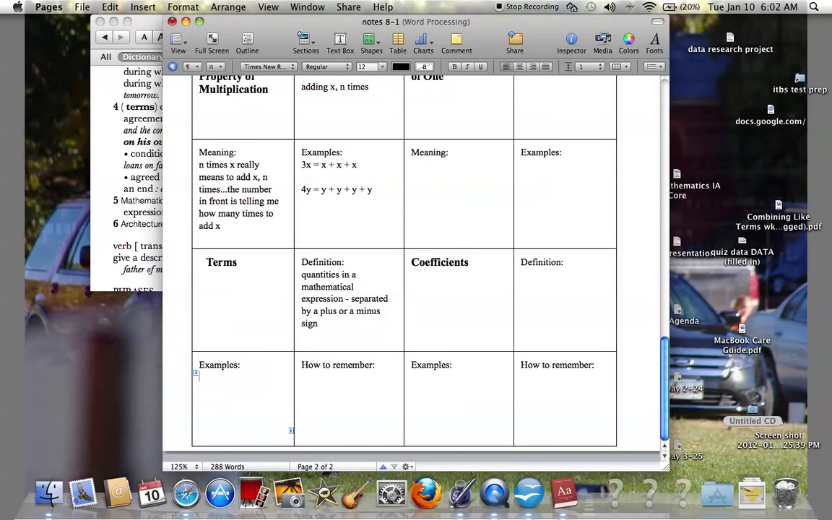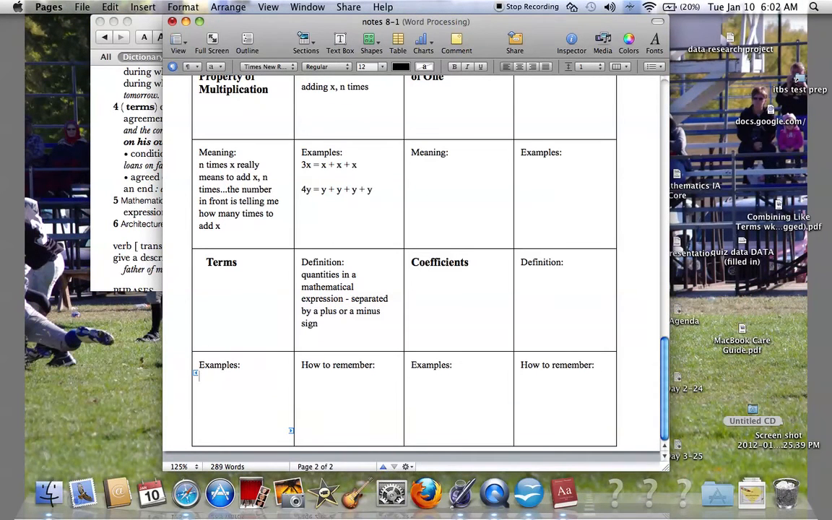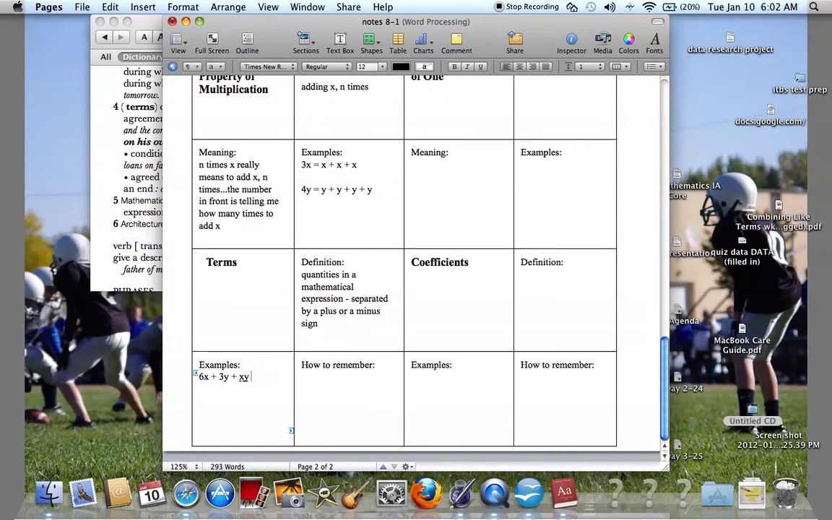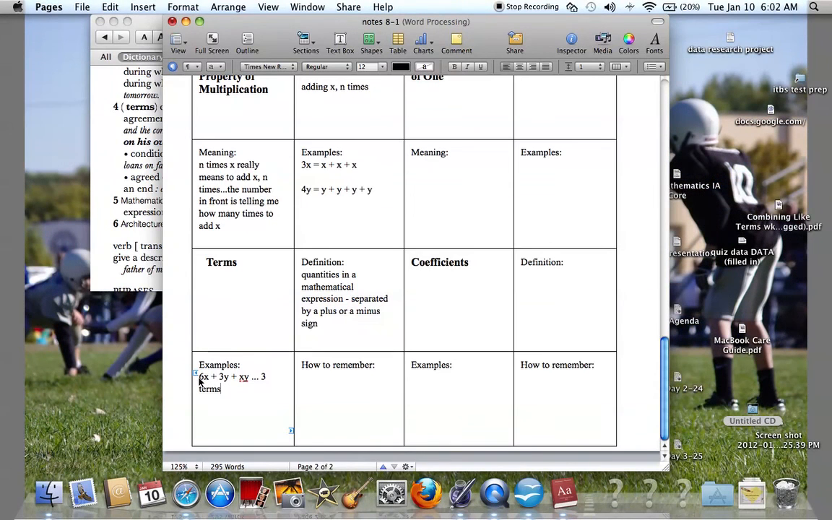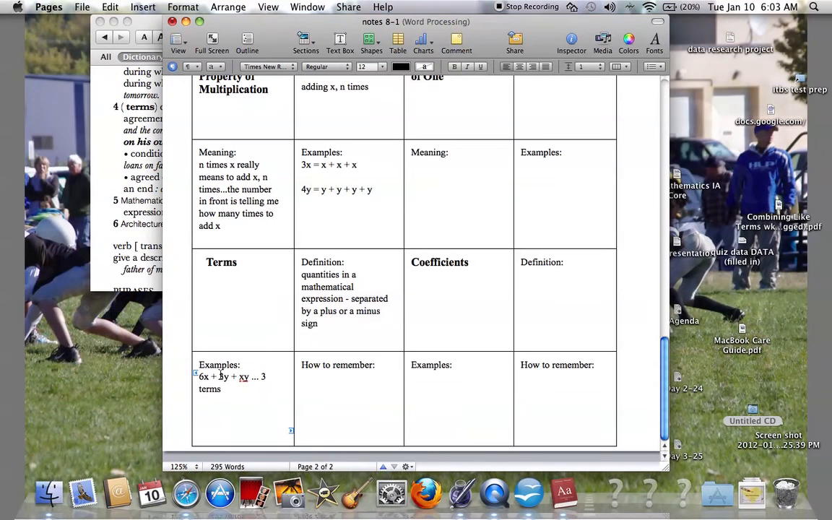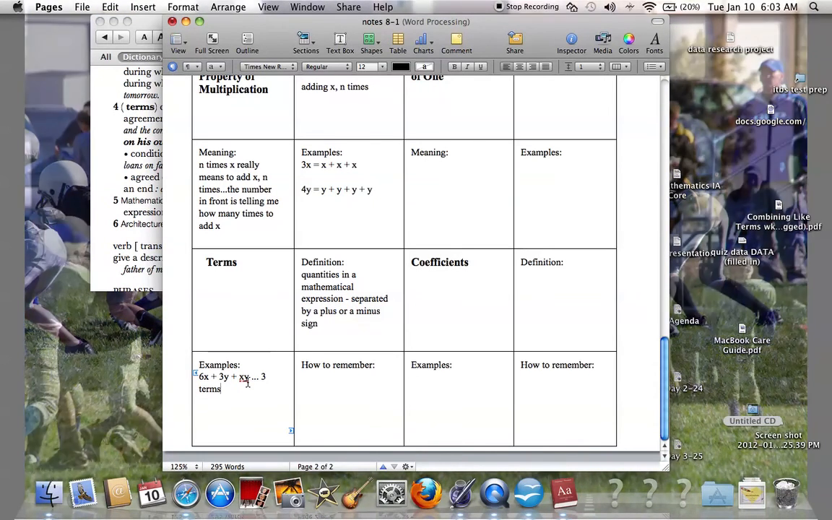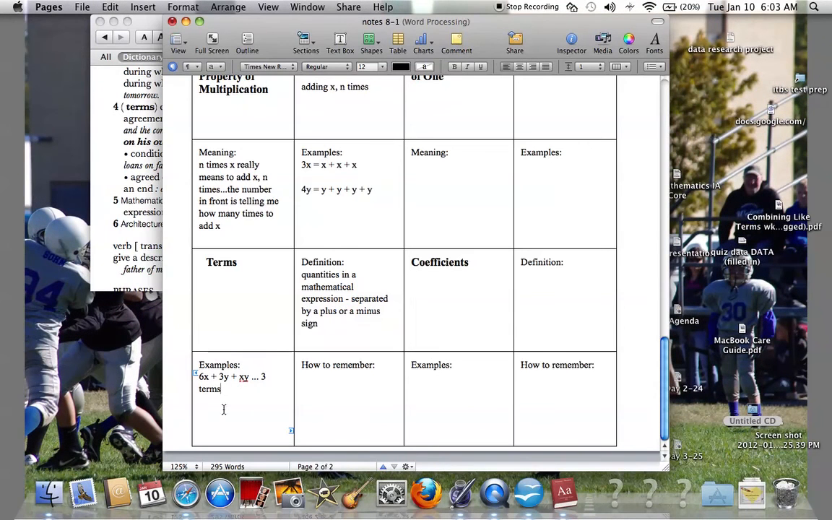So again, we might look at some examples to help clarify what this means for you. If I give you 6x plus 3y plus xy, okay, in this example, I have three terms. I have the 6x, which is one term. It's multiplied together, but it's one term because the plus signs are actually the signs that separate these. So I have 6x as one term, 3y as one term, and xy as the third term. So this one would have three terms here.